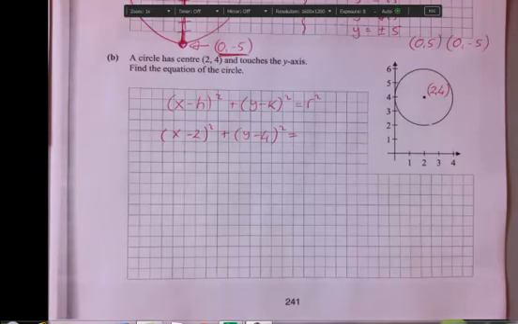and our only objective then, the only thing that we have to try and do, is find the radius. There are, I suppose, several different ways to find the radius. That's usually a length, so we could use the distance formula.